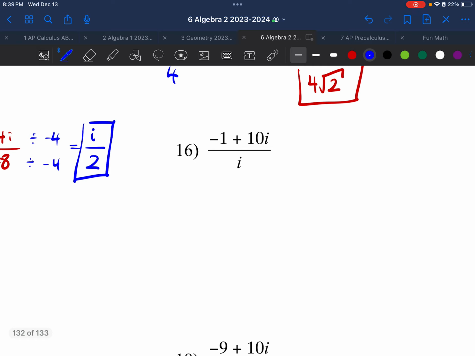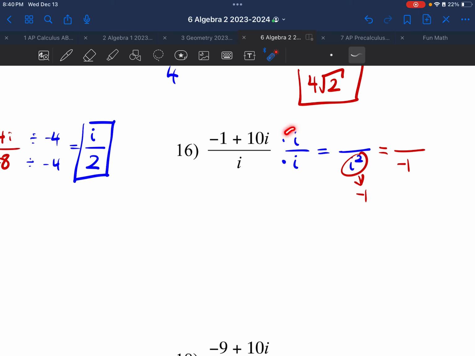In number 16, again, the way to get rid of an i in the denominator is to just multiply by i. If I multiply by i in the denominator, I also must multiply it in the numerator. Doing this gives us an i squared in the denominator, which will immediately turn into a negative 1, which means our denominator is a negative 1. And now we have to worry about the numerator. Distributing this i into these two terms gives me a negative i plus 10i squared. Again, I have another of these i squared terms, which turns into negative 1. And this is now saying negative 10 minus i, which I'll write out over here.